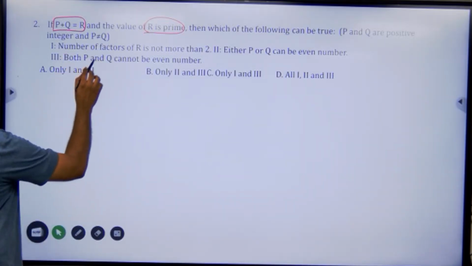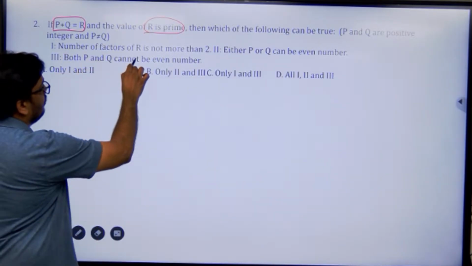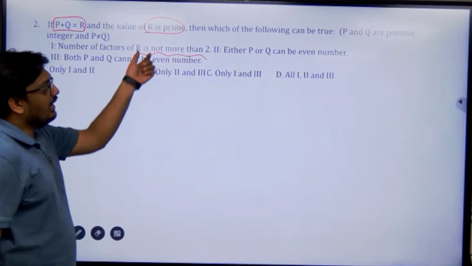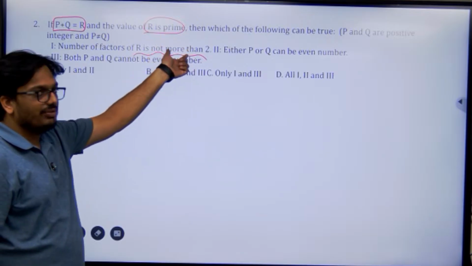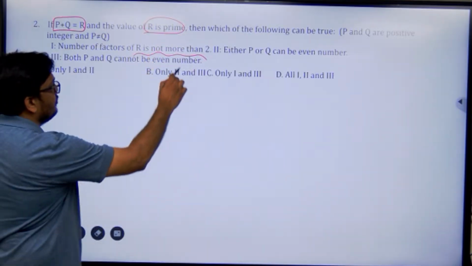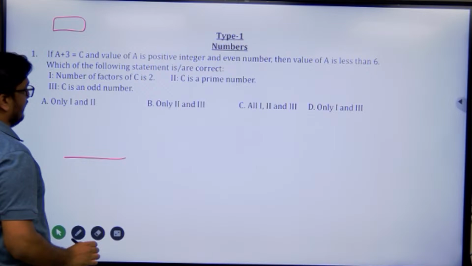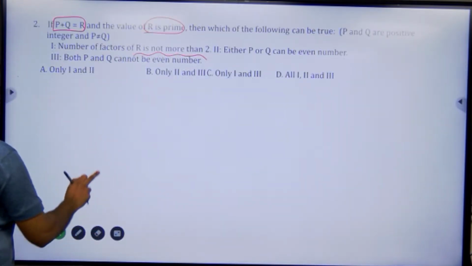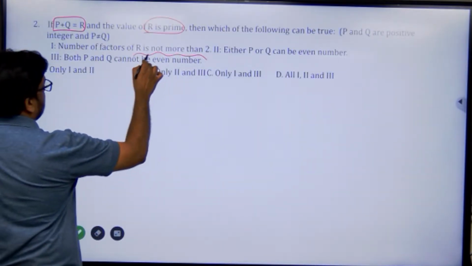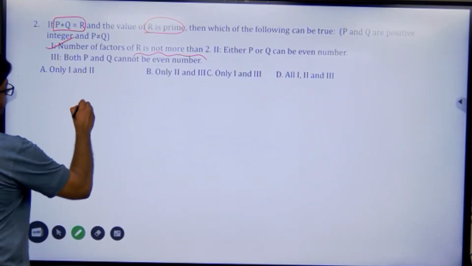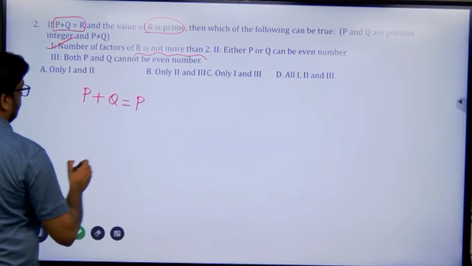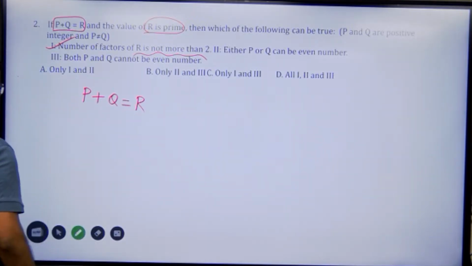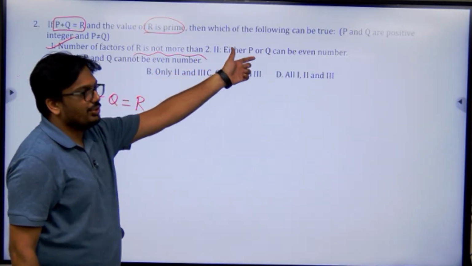First one, number of factors of R is not more than 2. R is a prime. What is the definition of prime number? It is having only two factors. So the first statement is saying that R is a prime number. So it is correct. Yes, R is a prime number. Then, either P or Q can be even number.